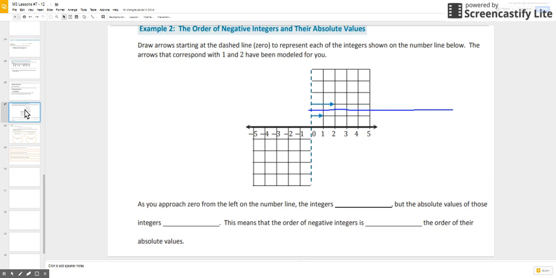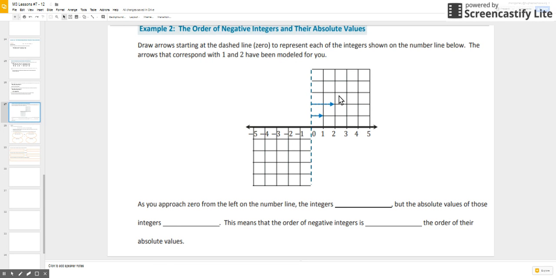All right, in example number 2 here, it says the order of negative integers and their absolute value. It says draw arrows starting at the dash line 0, and of course there's 0, to represent each integer shown on the number line below. The arrows corresponding with 1 and 2 have been modeled for you. So as you can see, here's 1, here's a corresponding arrow, and here's 2. So we have to fill in the rest of them. If you need to, go ahead and pause and get started on it. I'm going to do it as well.